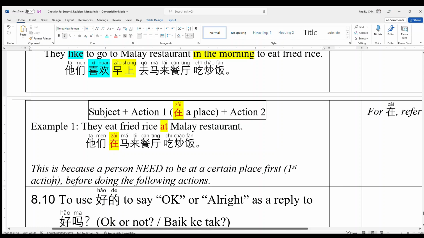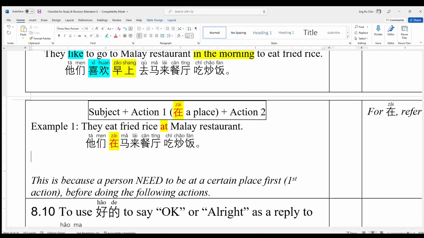Maybe you are familiar with Malay or English sentences already, but Mandarin sentences are not too hard. The logic behind it is not too complicated. I hope you can still understand why you need to follow the sentence structure in Mandarin like this, and why you cannot follow Malay or English sentence structure in certain situations. Like this: they eat fried rice at Malay restaurant, 他们在马来餐厅吃炒饭.